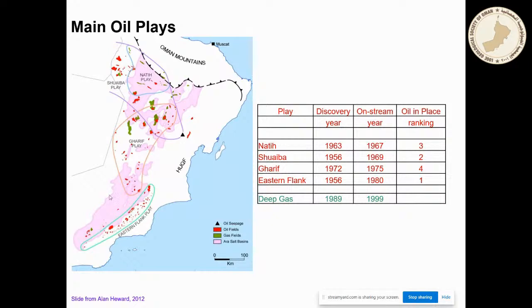And last time we said we have the South Oman Salt Basin, we have the Ghaba Salt Basin, and we have the Fahoud Salt Basin, 3 main salt basins. And most of the oil fields in Oman are either within these salt basins or on their boundaries.